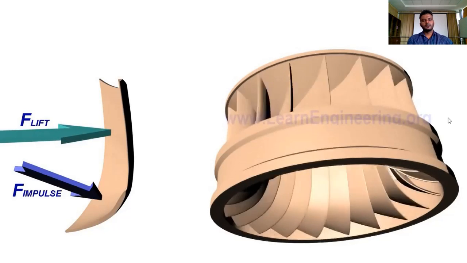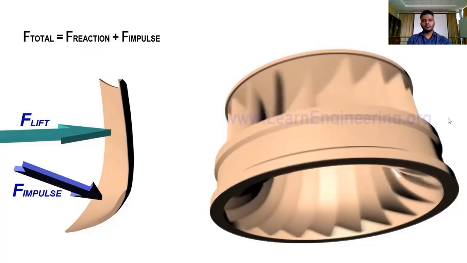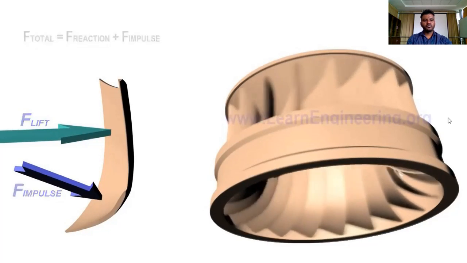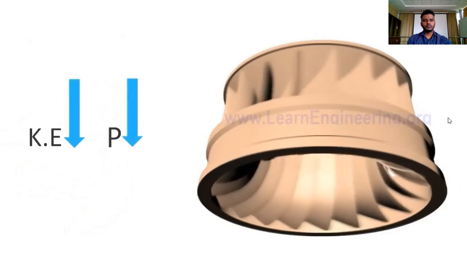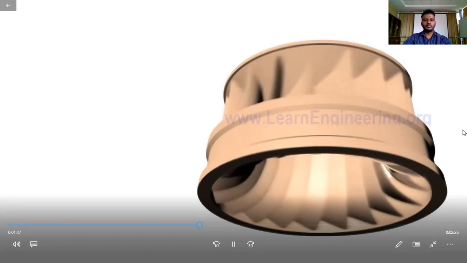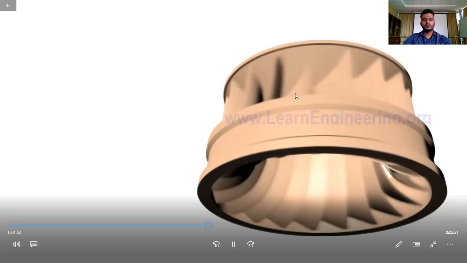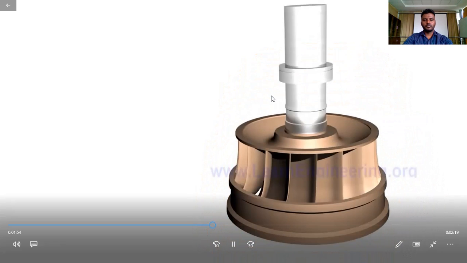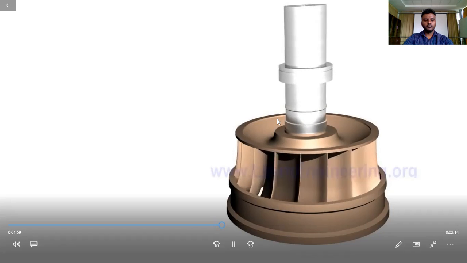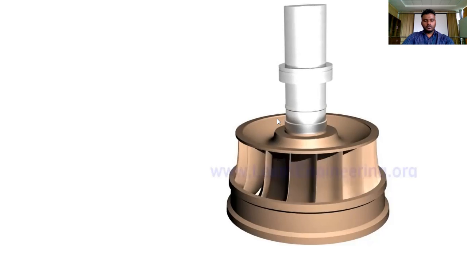So a Francis turbine is not a pure reaction turbine. A portion of the force comes from impulse action also. Thus, as water flows over the runner blades, both its kinetic and pressure energy will come down. Since flow enters radially and leaves axially, they are also called mixed flow turbines. The runner is connected to a generator via a shaft for electricity production. This arrangement is fitted inside a spiral casing.